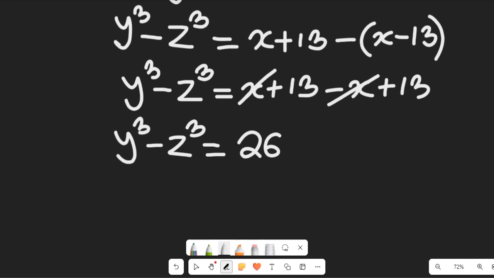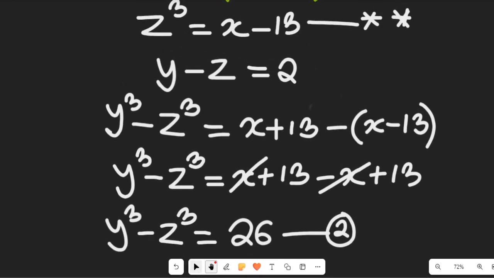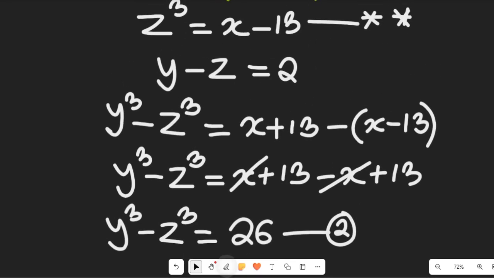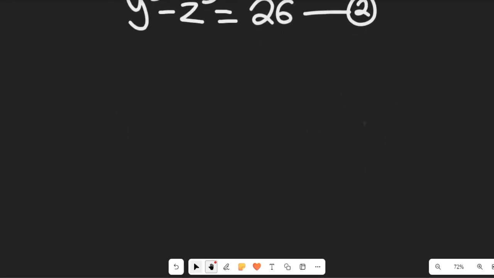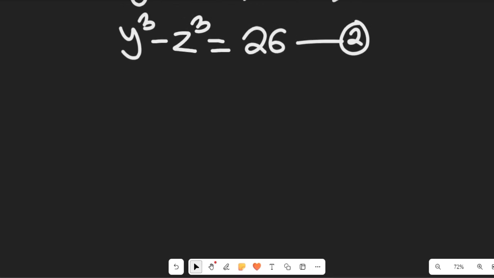That's another unique expression we are not supposed to throw away. We'll take this as expression 2, also taking this as expression 1. So we are going to make good use of all these expressions as this video unfolds.